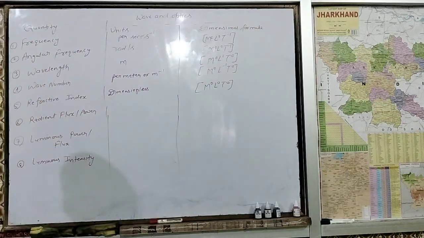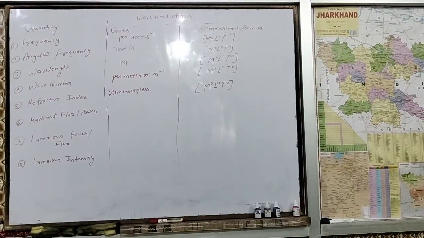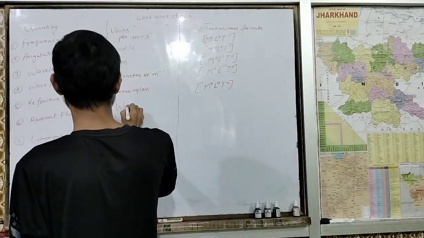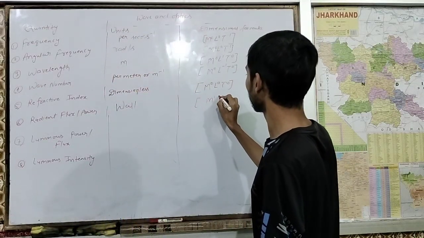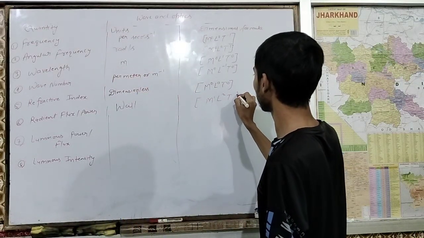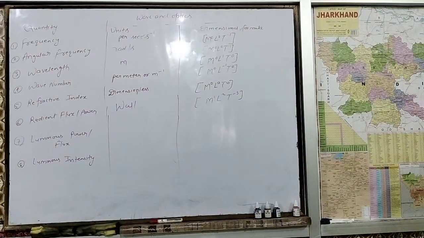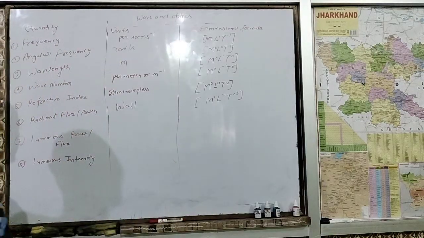Clear? Okay. Next we have radiant flux, which is power. For this it is nothing but just watt. The dimension is M1, L2, T minus 3: kg, meter square, and per second cube.